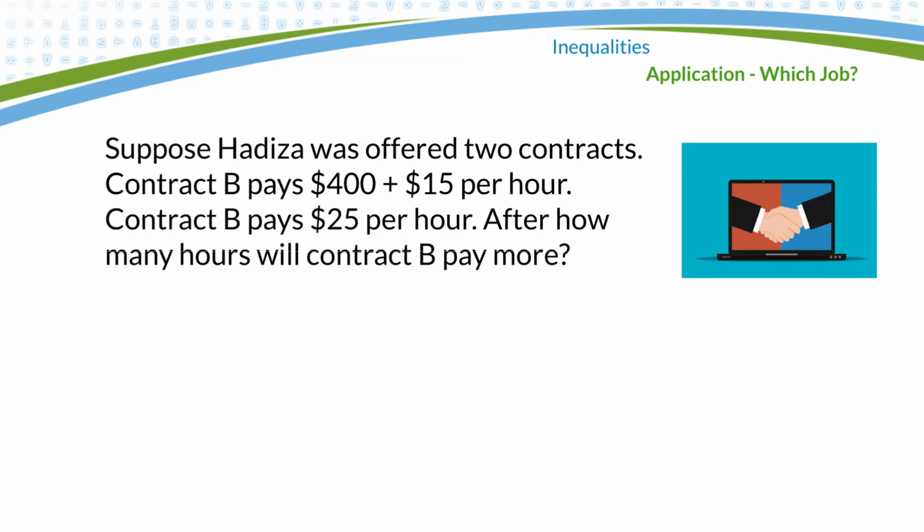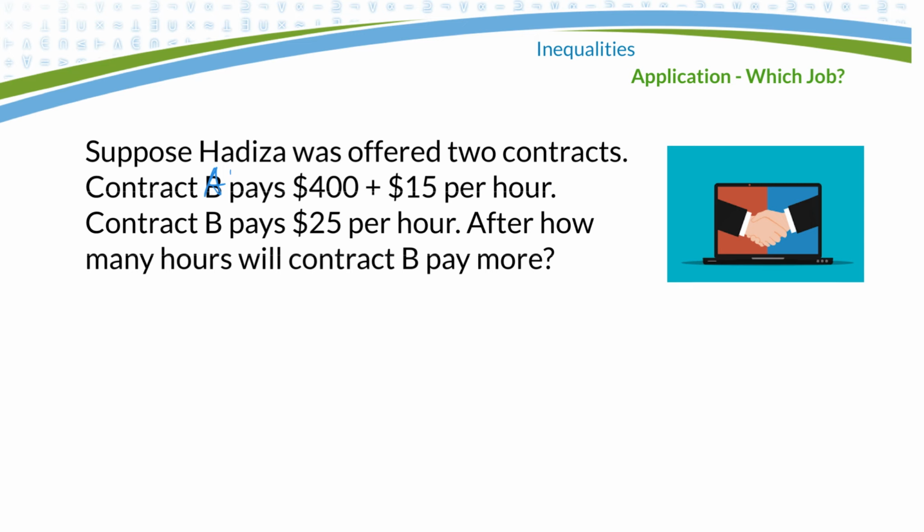Okay, here's a couple of examples of inequality and applications. A job offer one is a typical one. So suppose that Isa was offered 2 contracts. Contract A pays $400 plus $15 for every hour that you work. But contract B is only $25 per hour. So the question says, after how many hours will contract B pay more? Okay, so I want to know when A is less than B. In other words, B is greater than A.